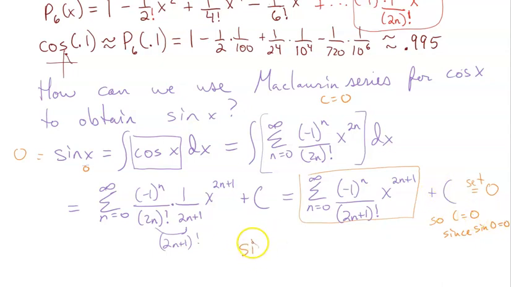So I end up with sine x being equal to the sum from 0 to infinity of -1 to the n over 2n plus 1 factorial times x to the 2n plus 1. So this is an example of combining what we did with those two useful facts in 9.7 with what we did in 9.8, which is deriving the Taylor or Maclaurin series.